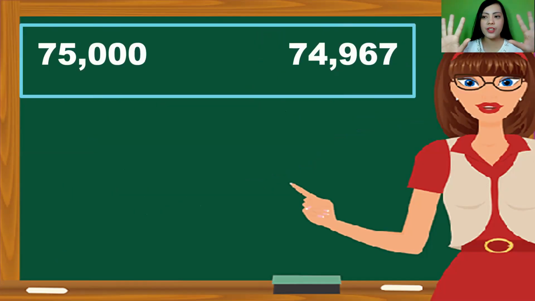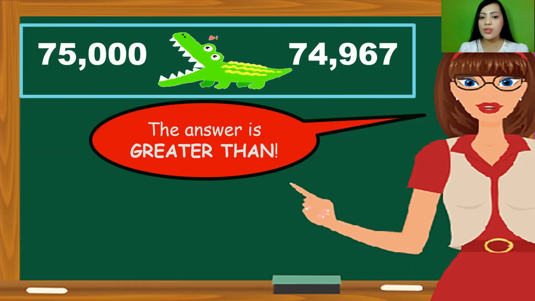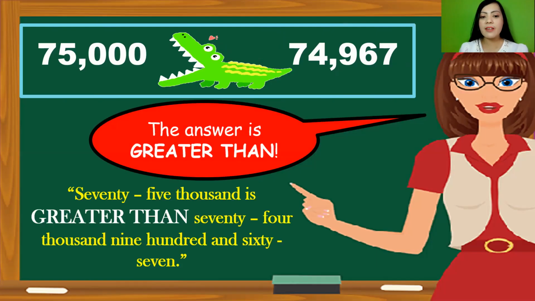5-digit numbers and 5-digit numbers. 75,000, 74,967. Look at the highest value, 7 and 7. Look at the next number, 5 and 4. What do you think? So, of course, the hungry alligator will eat the 5 than the 4. So the answer is greater than. So how do we read that? 75,000 is greater than 74,967.